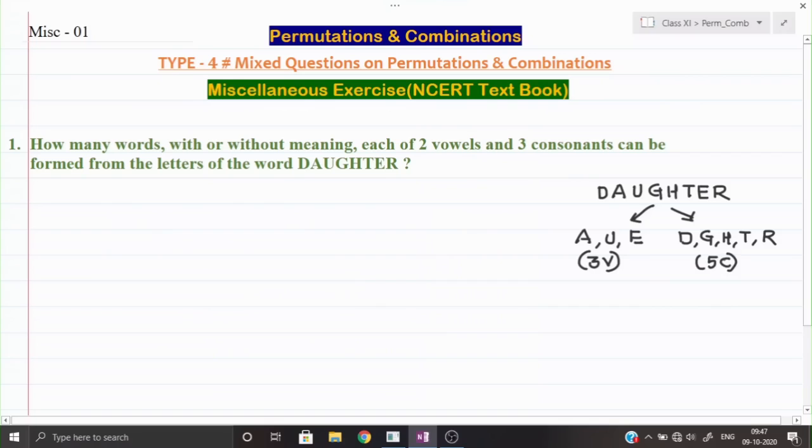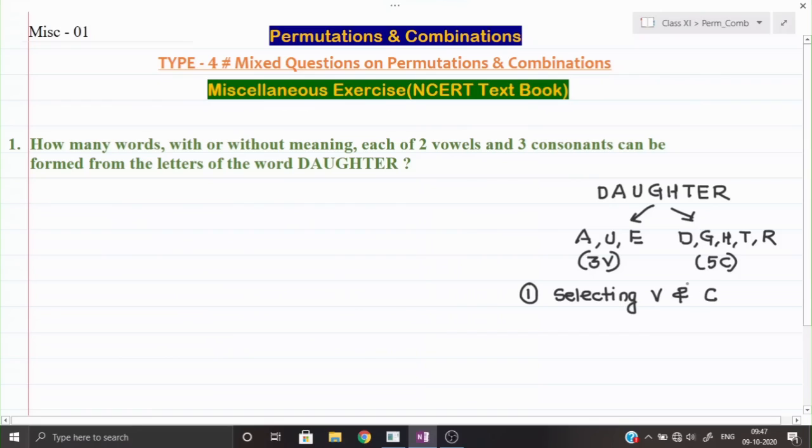Clear? Now first of all, step number 1. In the first step, what we are doing actually, in the first step we are selecting vowels and consonants.